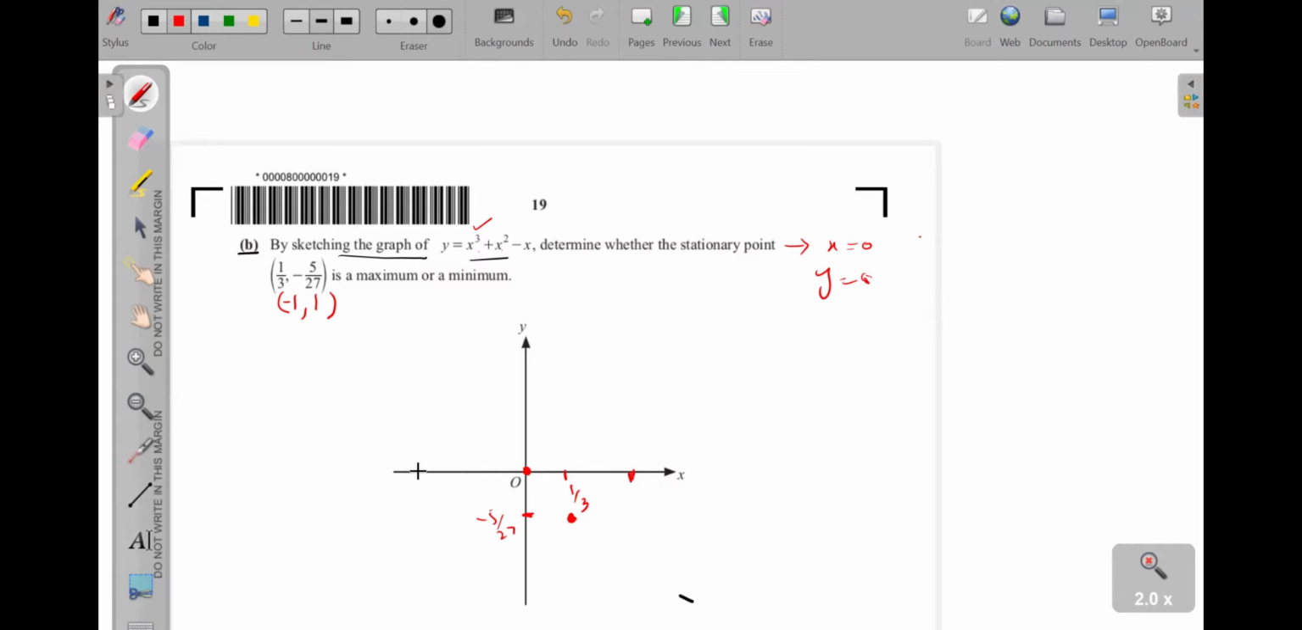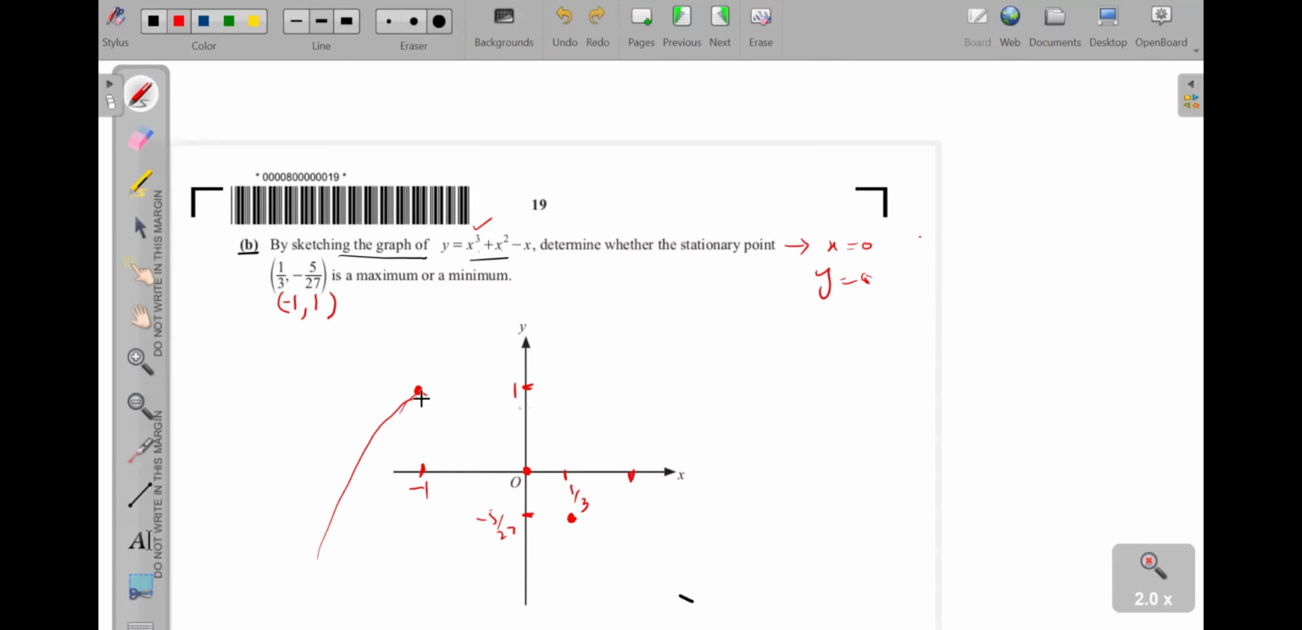Next is minus 1, 1. Now we mark this position minus 1, and at this position, y is 1. Therefore, this is 1 and we mark this point minus 1, 1. And the graph will start from the fourth quadrant and the graph will bend at x equal to minus 1.